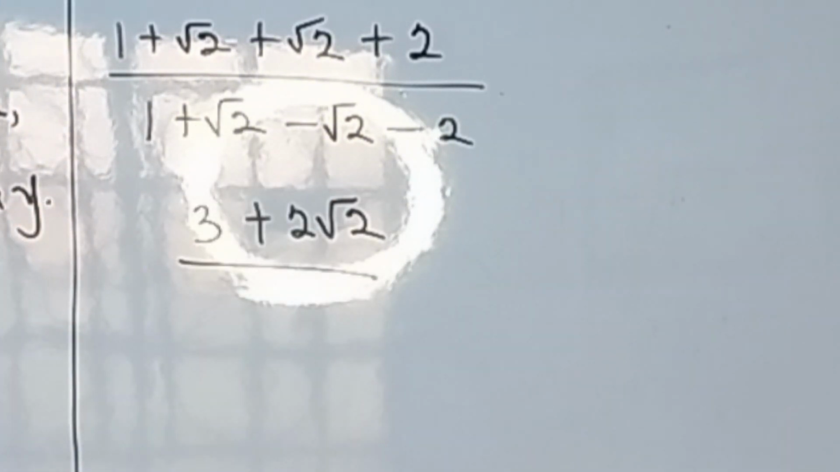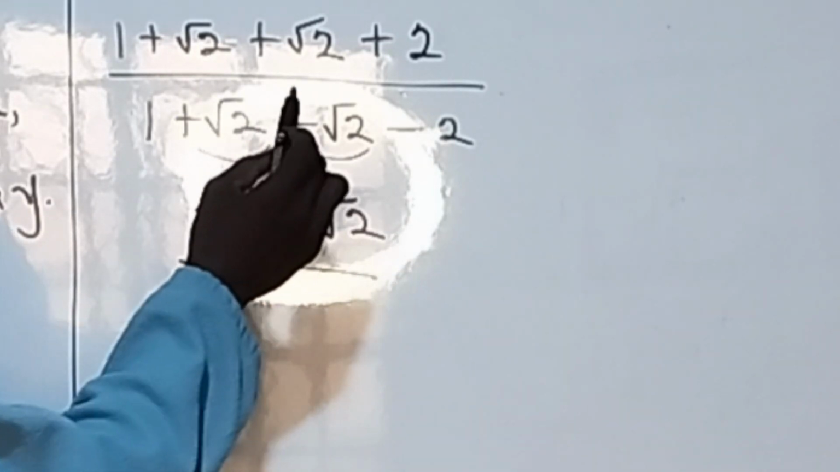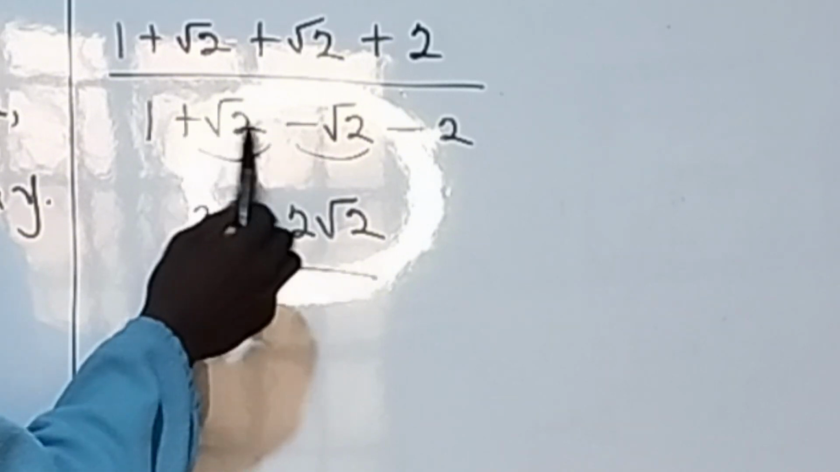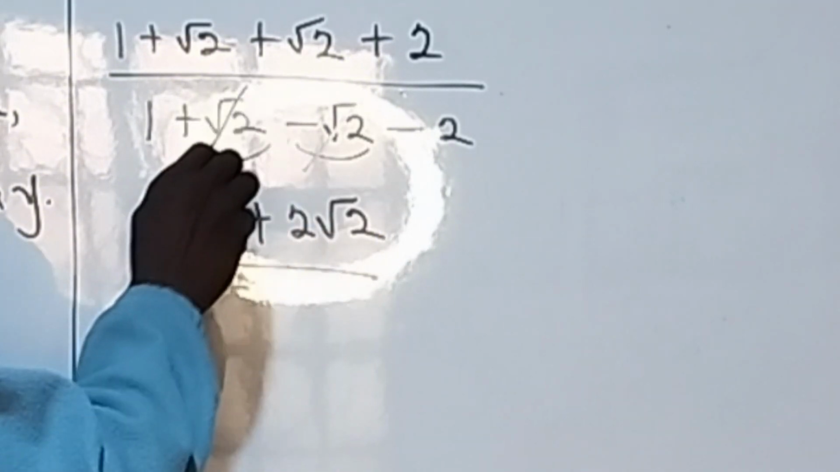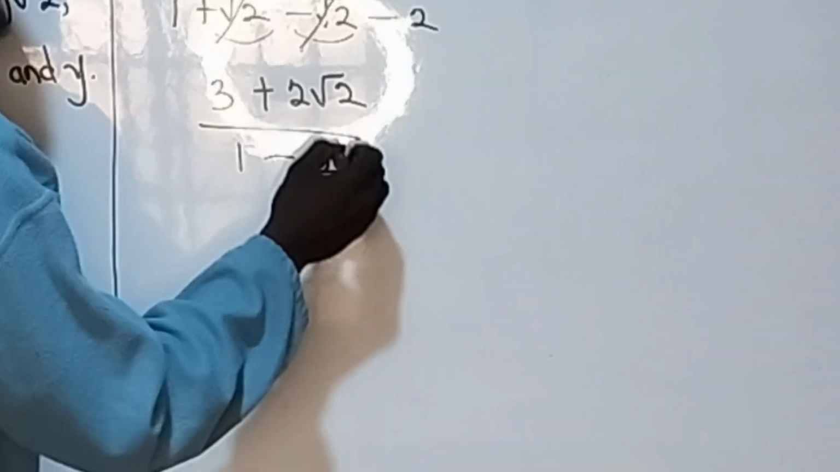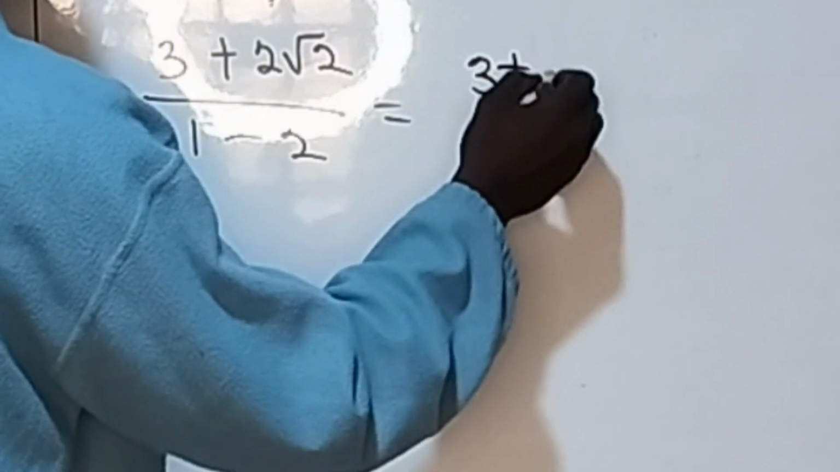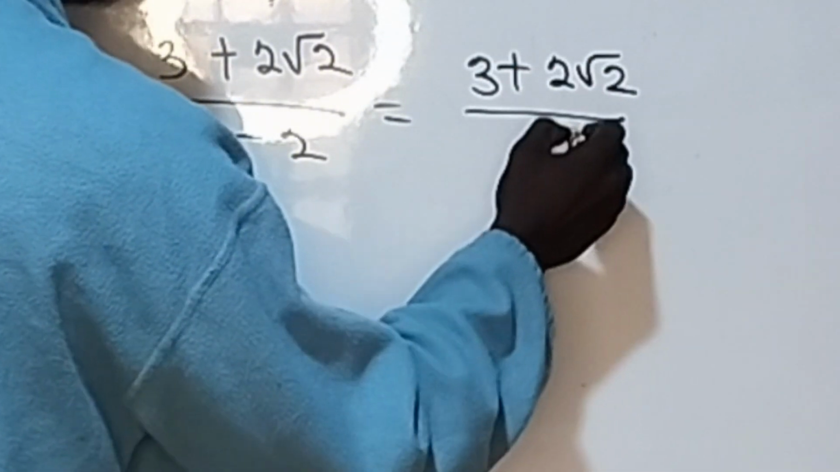Now, please take a closer look at the denominator. You will notice that we have this guy here and we have this guy here. They are the same. The only thing is that we have the sign in front of them different. So in this case, plus root 2 minus root 2 will cancel out each other. And we have 1 minus 2 at the denominator. And that will give us what? That will give us 3 plus 2 root 2 over minus 1.